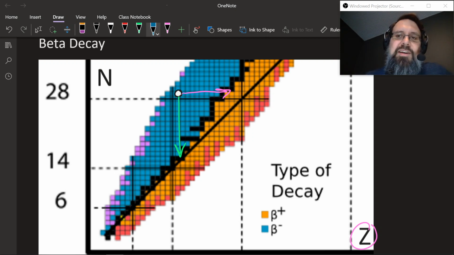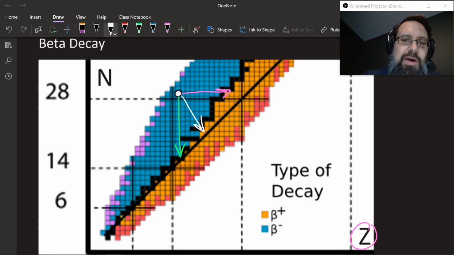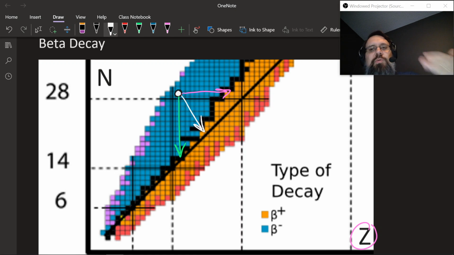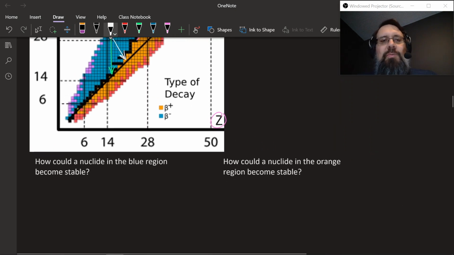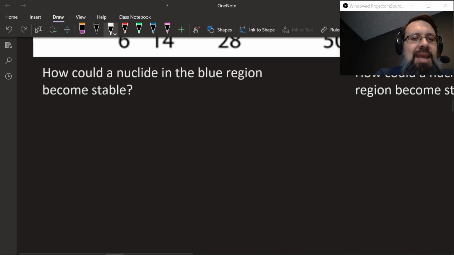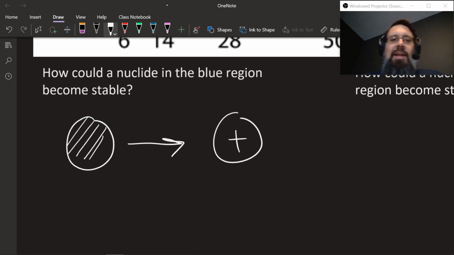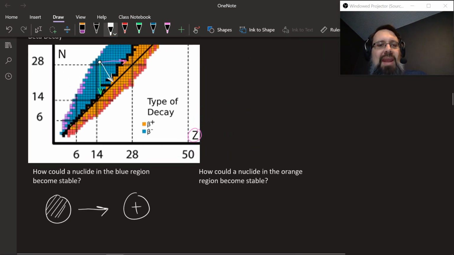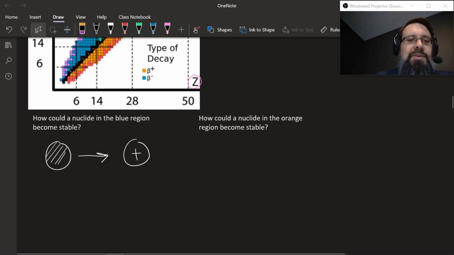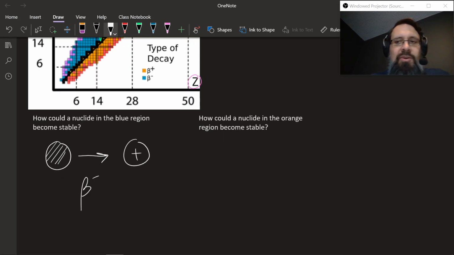Well, the best of both worlds is to do both. If we do both and go this way, we'll be losing neutrons and gaining protons, and there's a really easy way to do that. You could take the extra neutrons that we had and just turn them into a proton. And that's what happens. This is beta minus. Beta minus decay is when a neutron turns into a proton.